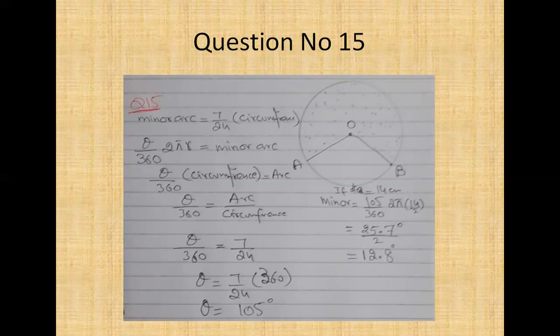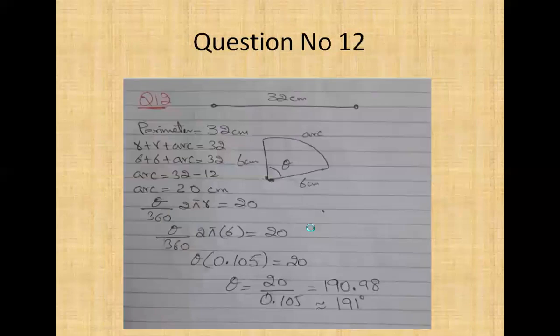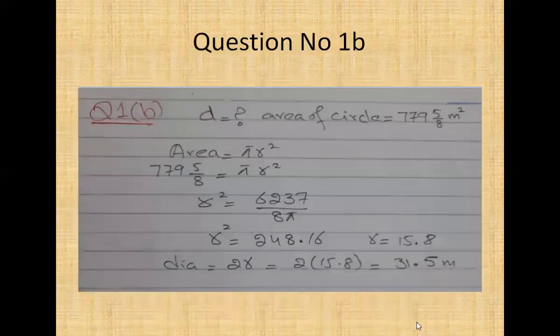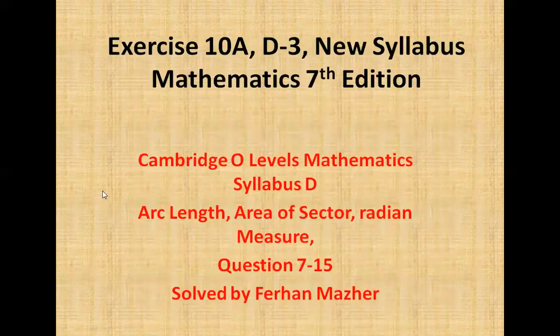So today in this session, in this video, my dear students, we have completed up to question number 15, and I have tried to explain the concept. Today we were working on exercise 10A from the D3 book. The name of the book is New Syllabus Mathematics, 7th edition. Chapter number 8 is about arc length, the area of the sector and radian measure. Today we have solved question number 7 to question number 15. The rest of the questions we will do tomorrow. I will also make a video on that and upload it on my YouTube channel for the rest of the questions in this exercise.